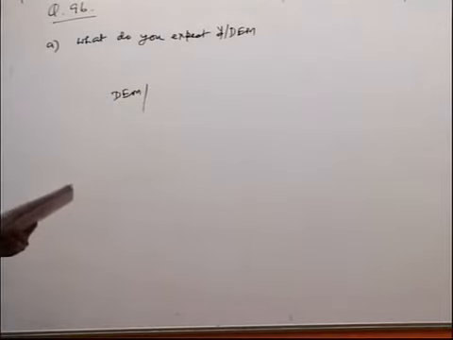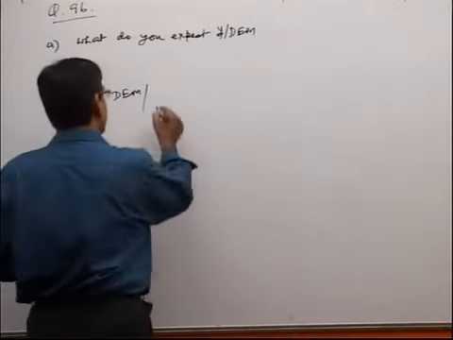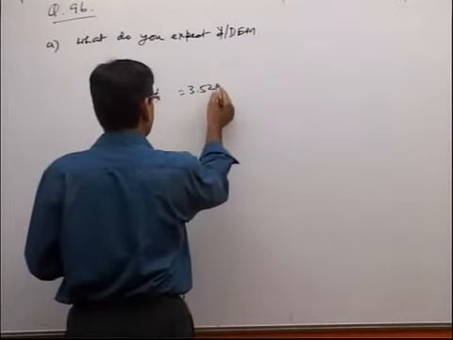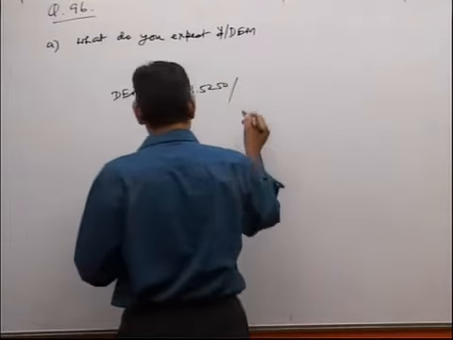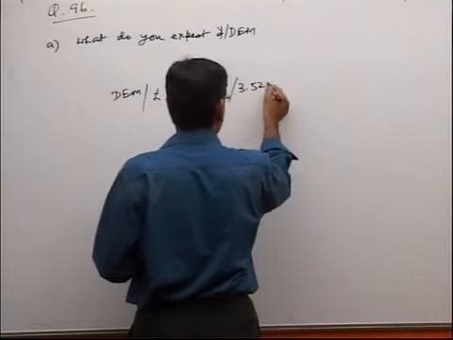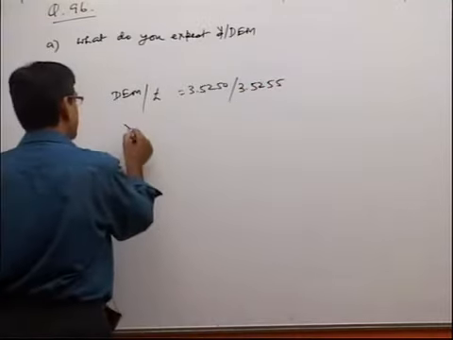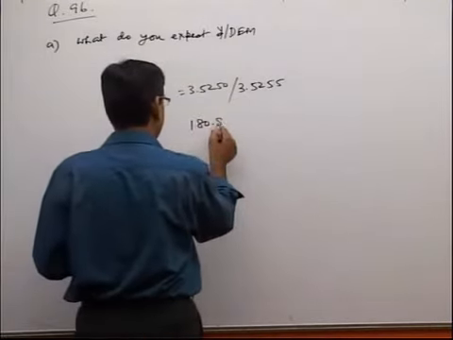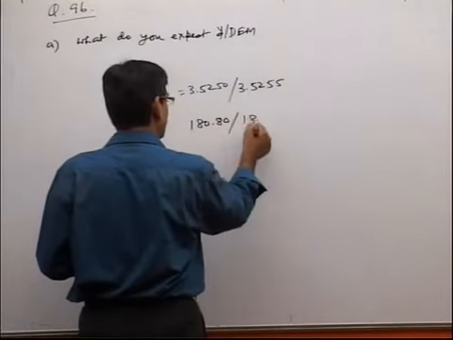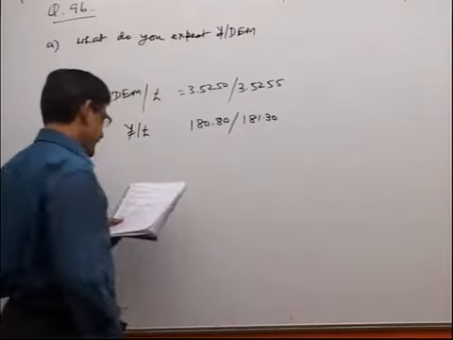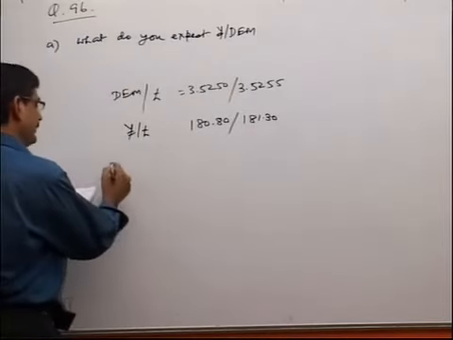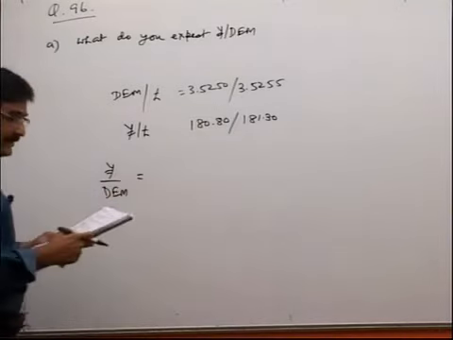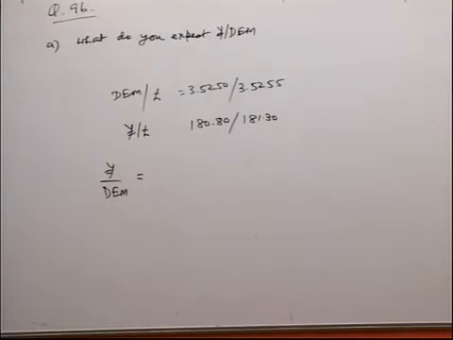Write along with me and reconcile the answers if you have done it. Dutch mark per pound is 3.5250 and 3.5255. Yen per pound is 181.30. We need to compute yen per dem. Yen per dem, applying chain rule.